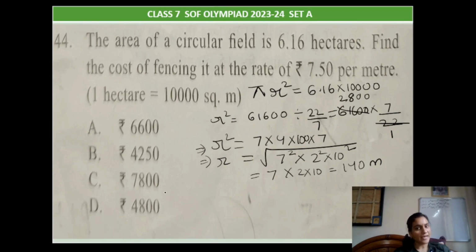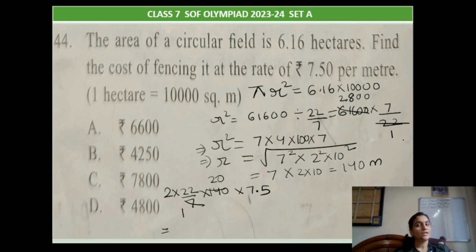So it is 2 pi r. So 2 into 22 by 7 into radius will give us the circumference. If we multiply by the rate, we will get the total cost for fencing. So 7 ones are 7, 7 20s are 140. So this becomes 2 into 22 is 44, 44 into 20 is 880.